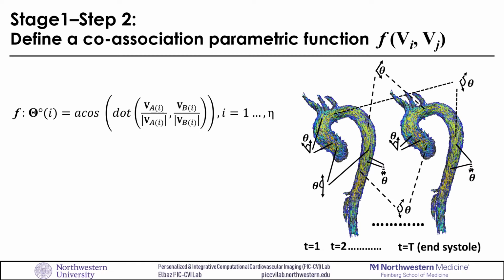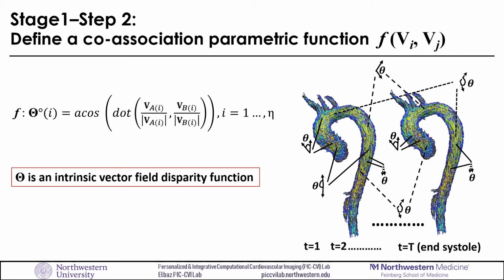The second stage is we then define what we call a co-association parametric function that works vector-wise to allow us to quantify the pairwise vector association between each pair of vectors. Here we use the angular dissimilarity metric as our co-disparity function between each pair of vectors. These vectors are the ones that correspond to the pairwise sampled points from the 4D Flow MRI.